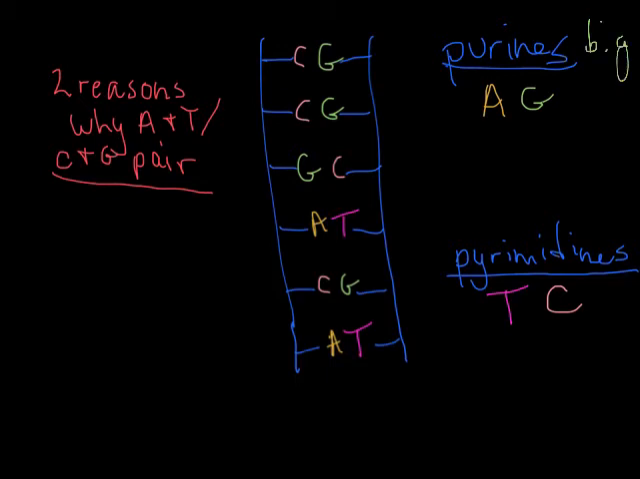T and C are pyrimidines. That means that they're small nitrogen bases. Now you should pause and you should be like, what? Why are A and T in separate groups? A is big, T is small? That doesn't make any sense. A and T pair up. Well, take a look at this picture.